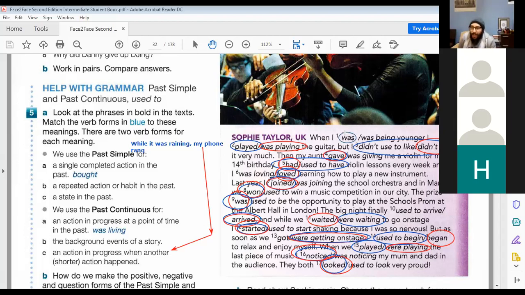For example, you can say when I was, because I connected this sentence with the background event of a story. That's why. Like background, she speaks about when she was younger. That's why. So yes, that's why I choose was playing.